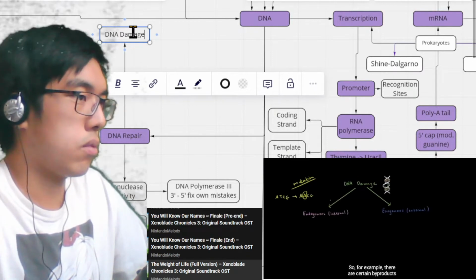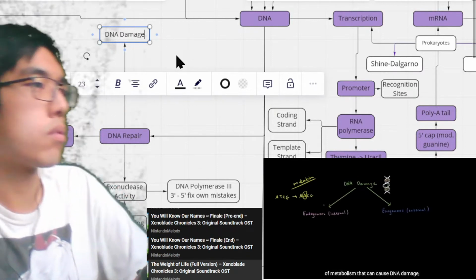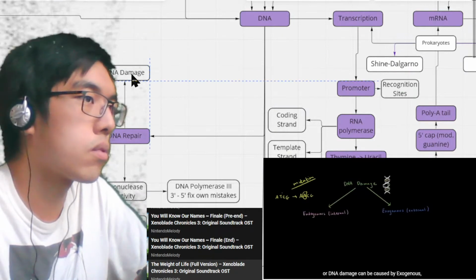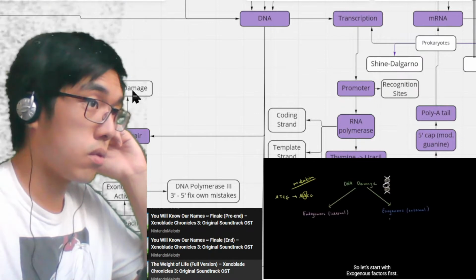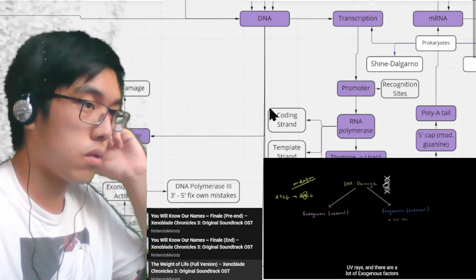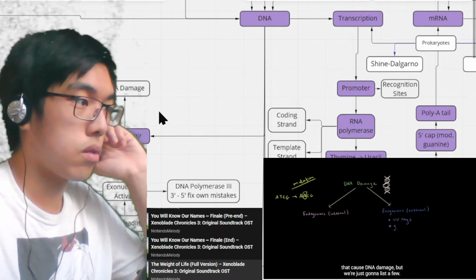So for example, there are certain byproducts of metabolism that can cause DNA damage. Or DNA damage can be caused by exogenous or external factors, and those are factors that originate outside of us, or outside of the organism that we're discussing. So let's start with exogenous factors first. So we spoke about one of them, UV rays. And there are a lot of exogenous factors that cause DNA damage, but we're just going to list a few.